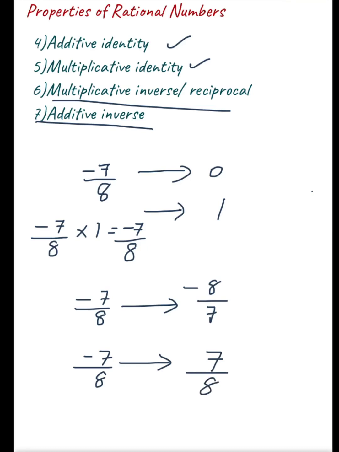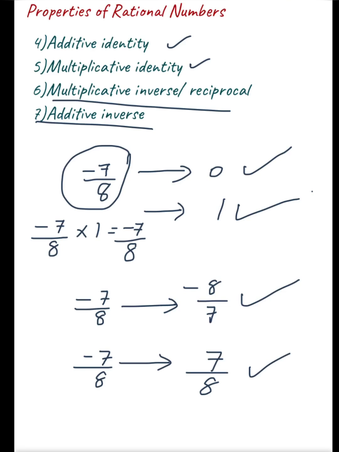So in this way you can find that the additive identity is 0, the multiplicative identity is 1, the multiplicative inverse is minus 8 by 7 and the additive inverse is 7 by 8. In this way you can find all these things. I hope you understood all these properties.